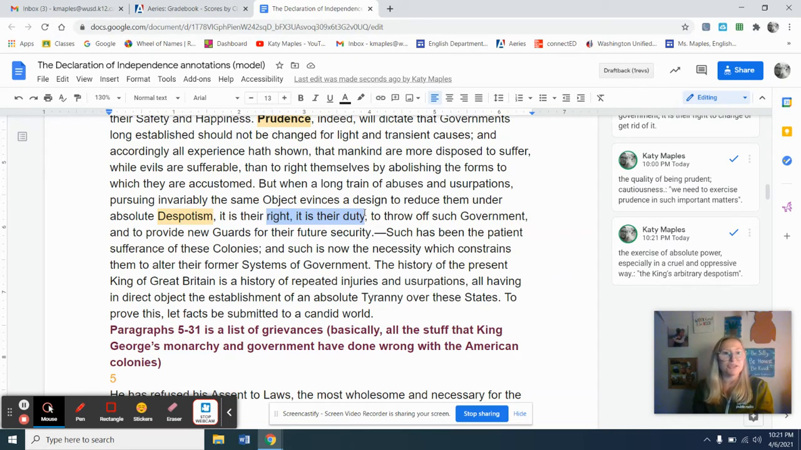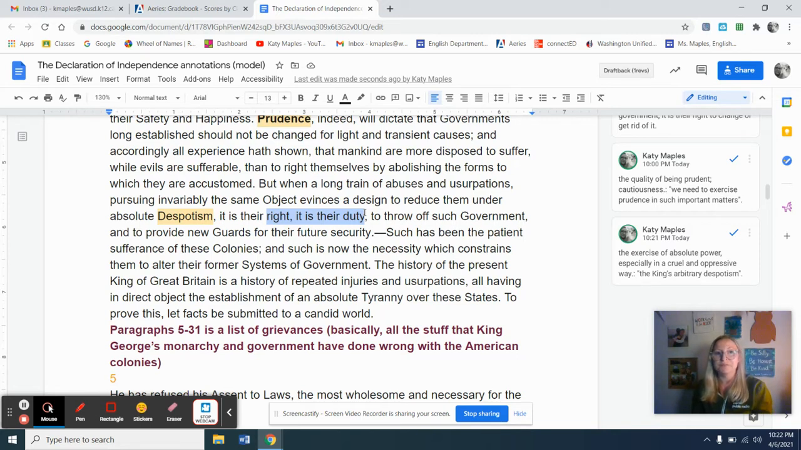Such has been the patient sufferance of these colonies, and such is now the necessity which constrains them to alter their former systems of government. The history of the present King of Great Britain is a history of repeated injuries and usurpations, all having in direct object the establishment of an absolute tyranny over these states.